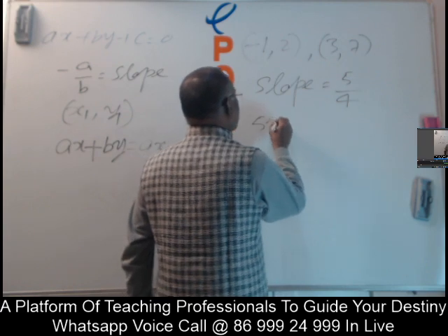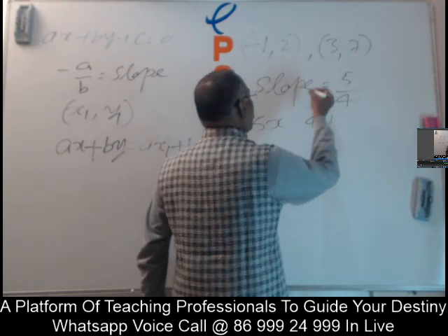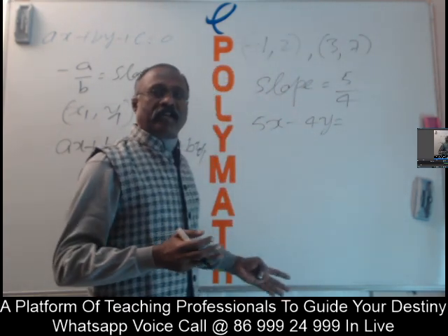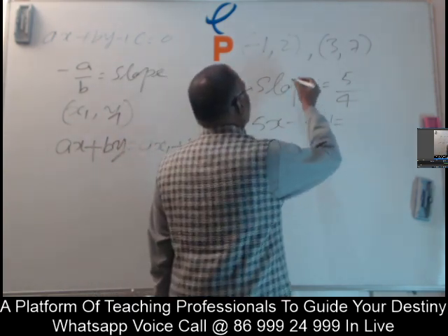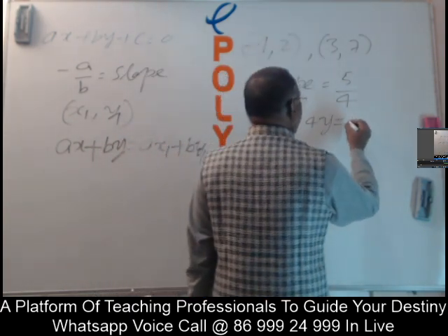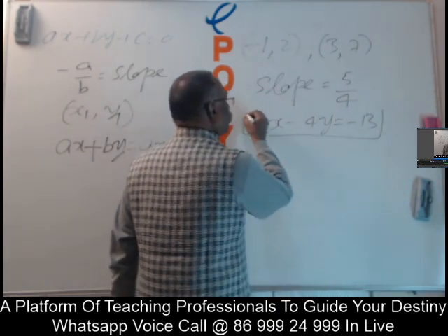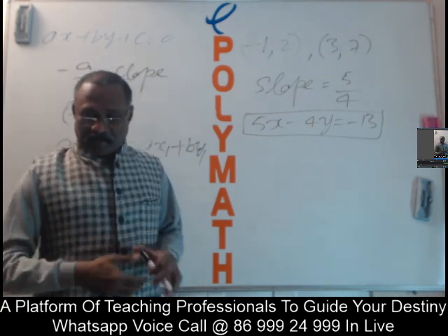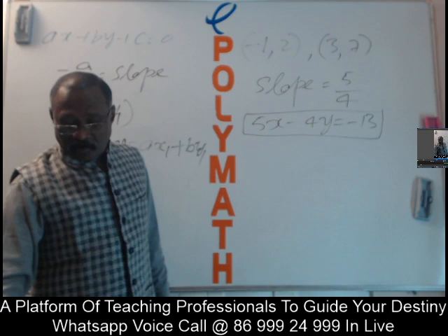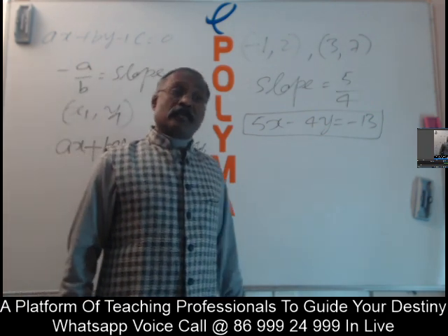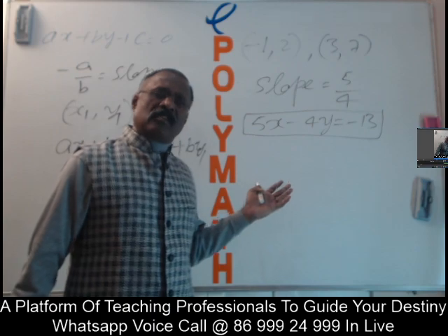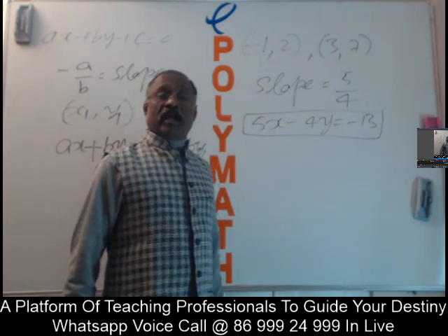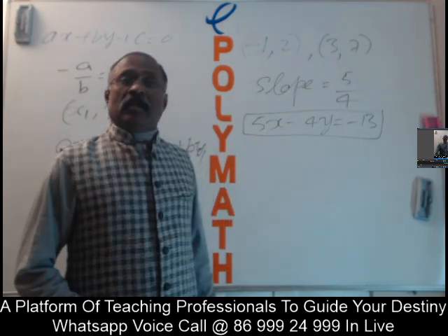Now write the line equation. 5x, 4y, and since you have minus there, put plus, is equal to, substitute this point or this point, whichever point you substitute, you will get the constant, is equal to minus 5 minus 8, minus 13. That is the line equation. Learn like this. Of course, you can apply y minus y1 is equal to m into x minus x1. But if you learn like this, wherever you get the slope form, you can write the line equation directly.